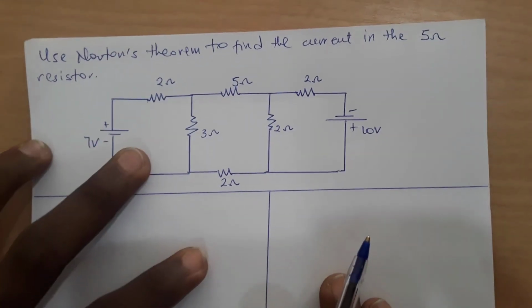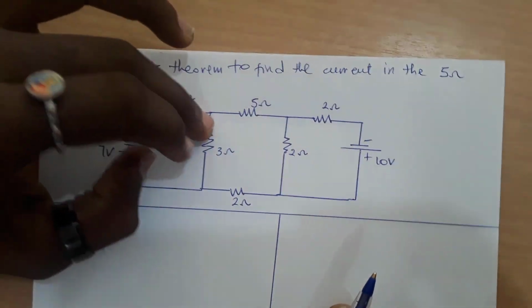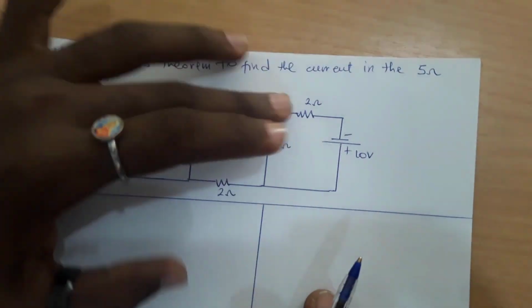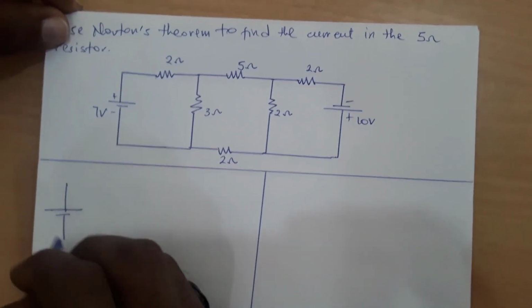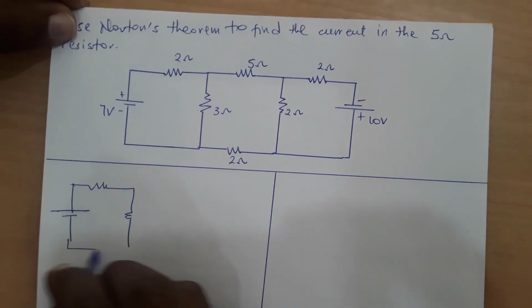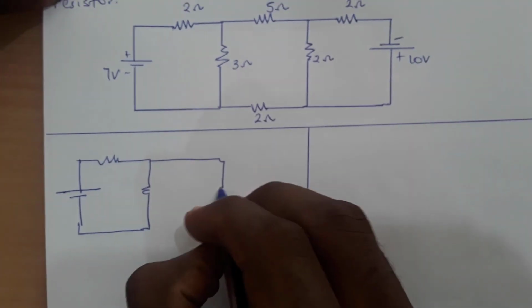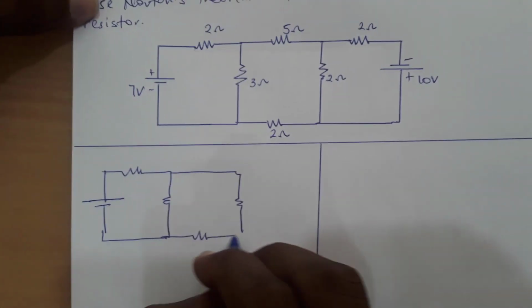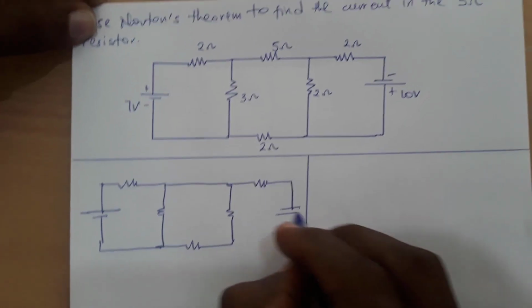So this is what we do. We take out the resistor in question and we find the short circuit current over there. This is how it will look after you've taken it out. And it is very important to know what to do at every point in time to get your final answer, or else you are wrong.